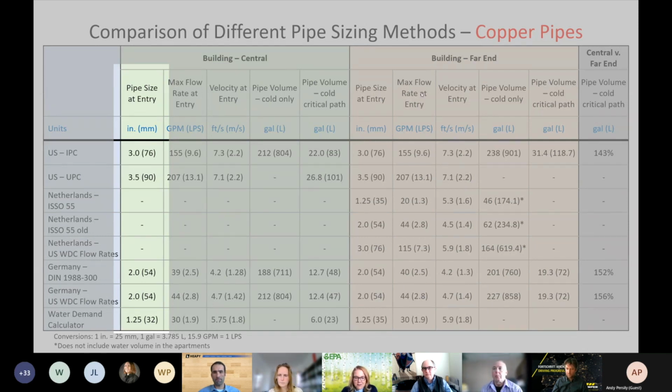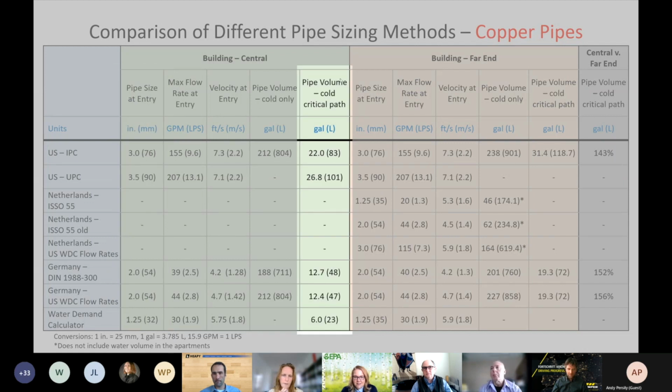Great, let's go to the next slide, Bill. So this particular highlight here is showing the calculated volume of the pipes that are on the critical path, as I think Jeremy showed nicely in his pictures earlier. And here you can see that the total volume of water in this critical path is quite different in these approaches, varying from 6 from the water demand calculator to about 27 from the UPC method.